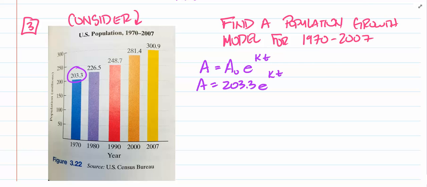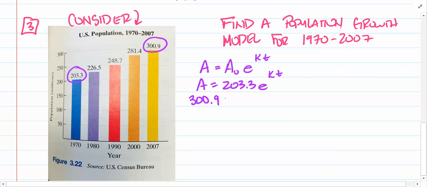How many years past 1970 is 2007? It's 37 years. And in the 37th year, what was our population? So check this out. This is how I'm going to relate these two: 300.9 million has to equal 203.3 million e to the 37k. Do you see how I tied together 37 with 300.9 million? That's an important step right there. But why? Because in 37 years the population was 300.9 million. So I have to use what's given to me to create the model.